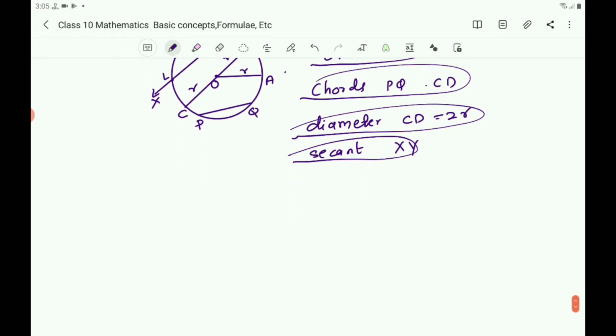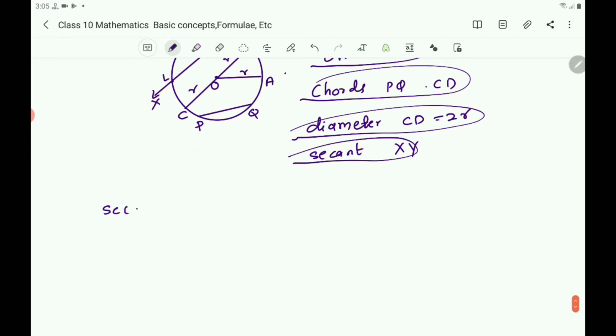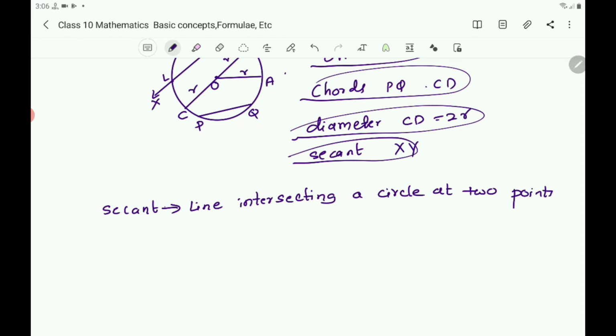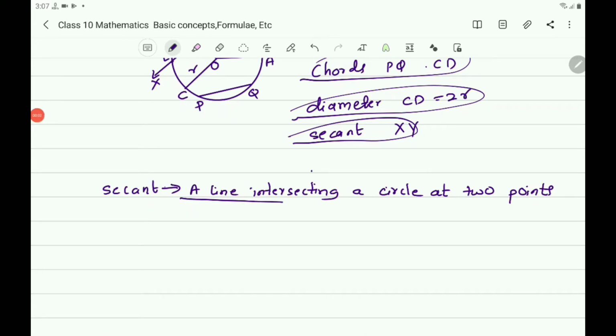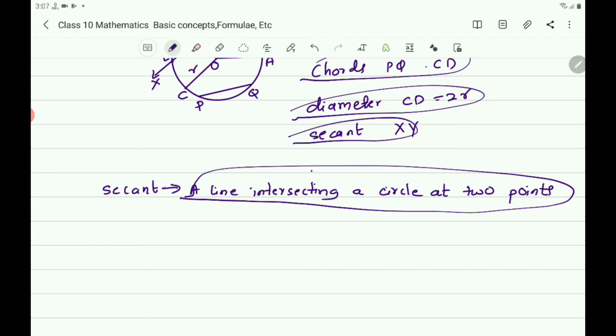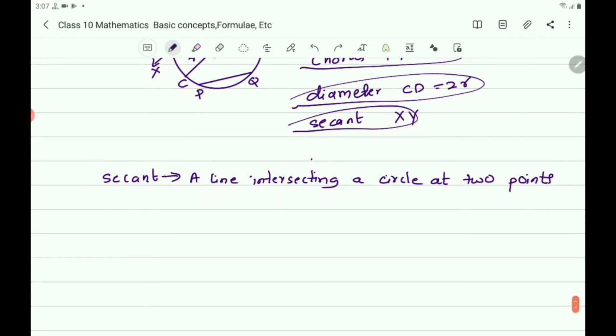Now here, what is secant, what is tangent? Here, you know what is secant. It is a line intersecting a circle at two points. So you take that. What is secant? A line intersecting a circle at two points. So if there is a question, a line intersecting a circle at two points is called a secant, they have to recognize.